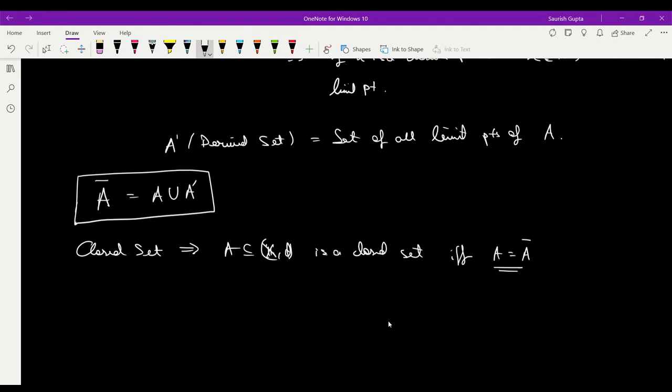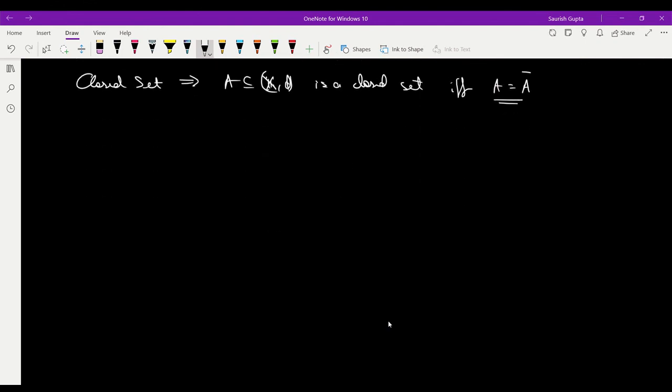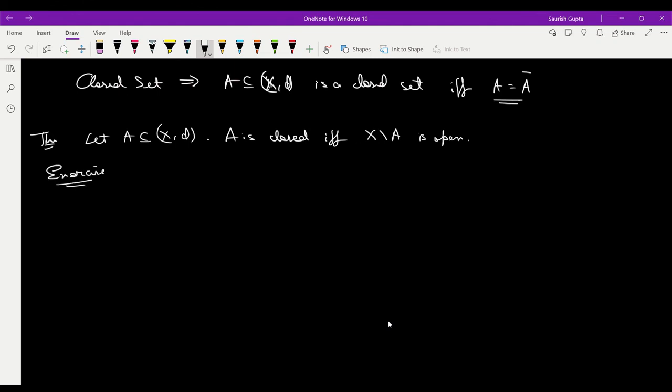Before ending today's lecture, let me discuss one more thing. I'm giving this as a theorem and I am providing the necessary steps you require. The theorem says: let A be a set in the metric space X. A is closed if and only if X minus A is open. So I'm leaving this proof as an exercise, but I'm giving the necessary hint.